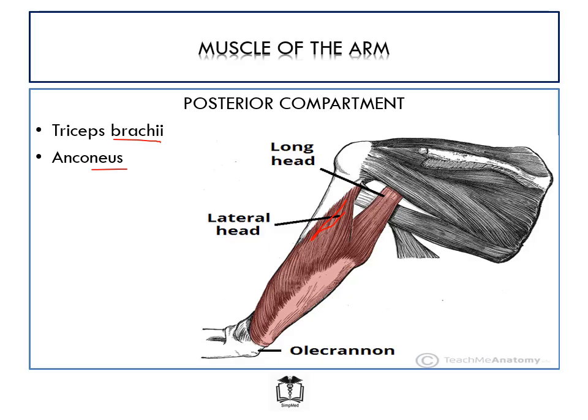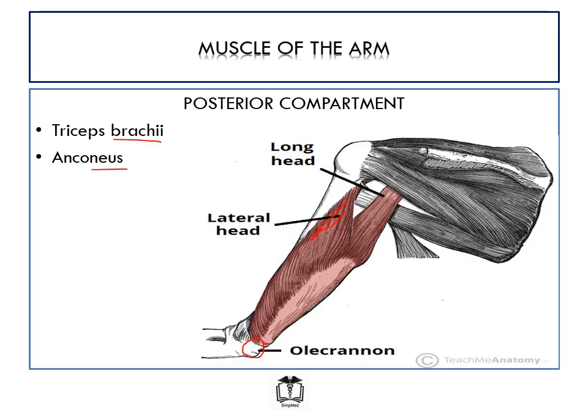In terms of insertion, all the heads of the triceps brachii would insert as a single tendon on the olecranon process. So the olecranon process is found just behind the elbow, on the back of the ulnar bone, and that serves as an insertion point for the triceps brachii. It is supplied by the radial nerve, just like every other muscle in the posterior compartment of the arm. And in terms of its function, it is involved in the extension of the forearm at the elbow joint.